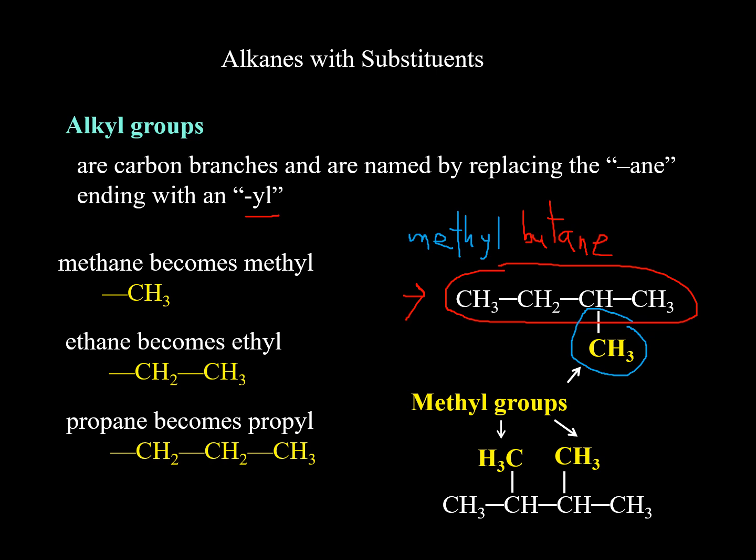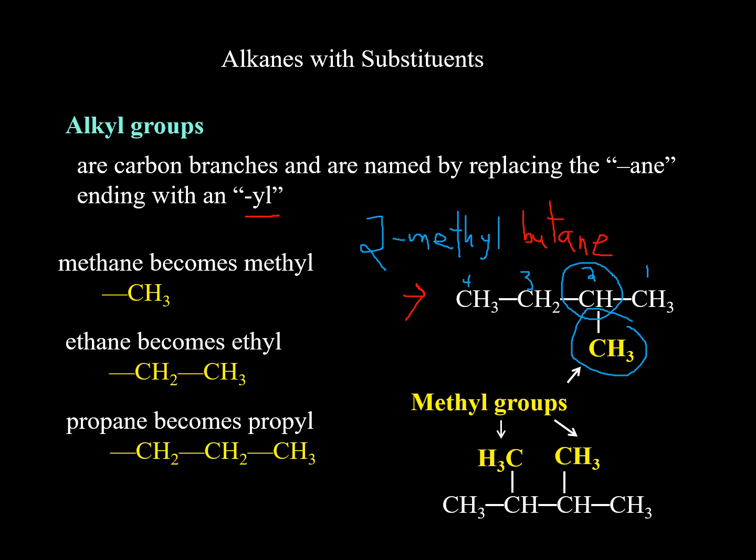And we also have to identify where this branch lives. So we call this carbon 1, carbon 2, carbon 3, carbon 4. This would be called 2-methylbutane because the branch lives on carbon 2. You might ask, well, why don't we name it 3-methylbutane? We don't do that because in organic chemistry, we want to have the lowest possible numbers in our naming. So we go from right to left, and it's going to be 2-methylbutane.